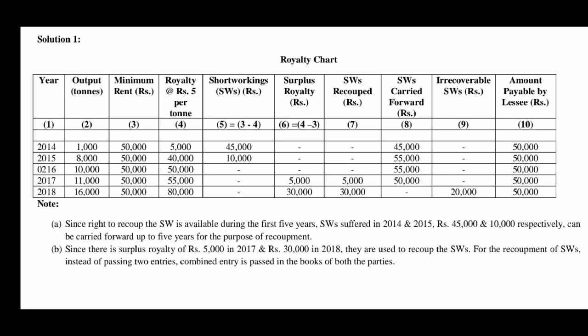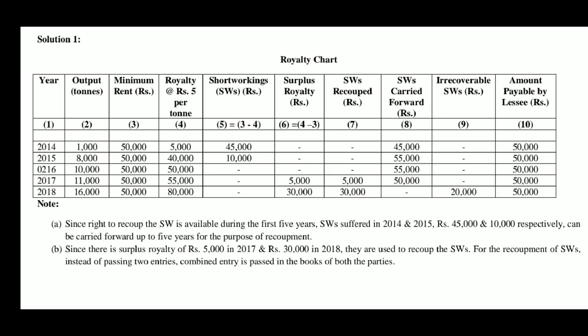See, in the first year 2014, output given is 1000 tons. 1000 tons into rupees 5, royalty is 5000. See the second column and fourth column: 1000 into 5, 5000; 8000 tons into 5, 40,000 rupees; 10,000 tons into rupees 5, 50,000 rupees; 11,000 tons into rupees 5, 55,000; 16,000 tons into rupees 5, 80,000 rupees.